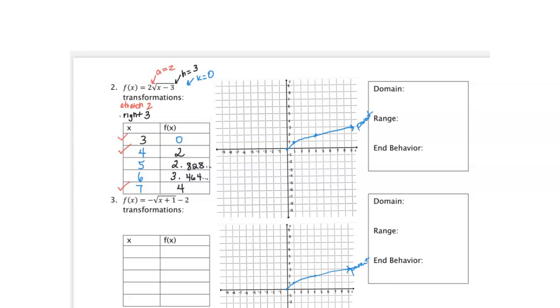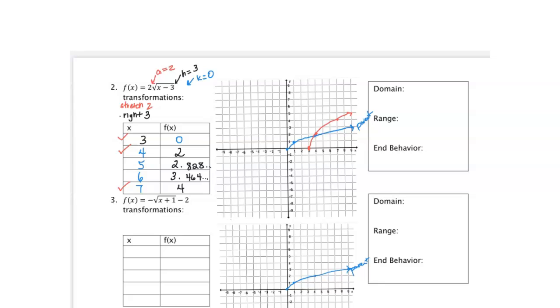So let's go ahead with plotting those points. All right, and here we go. So notice that we had a stretch of 2. So this is 2 times stretched. Also note that our head has moved right 3. So from (0, 0), it's now at (3, 0).